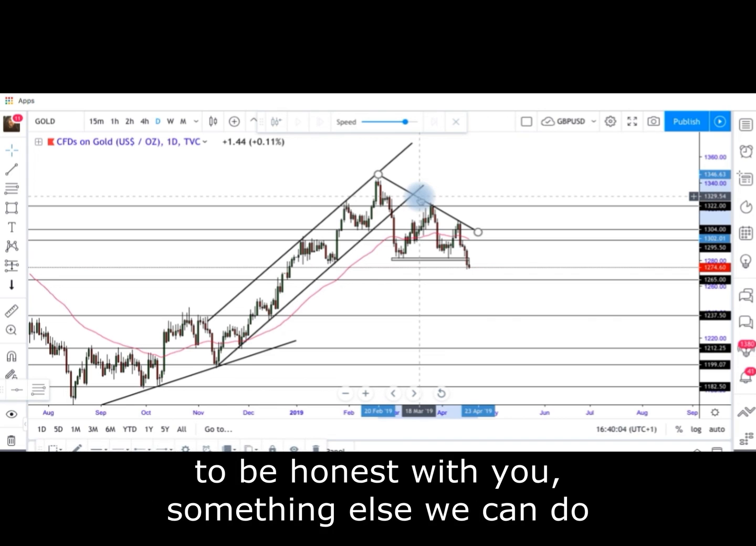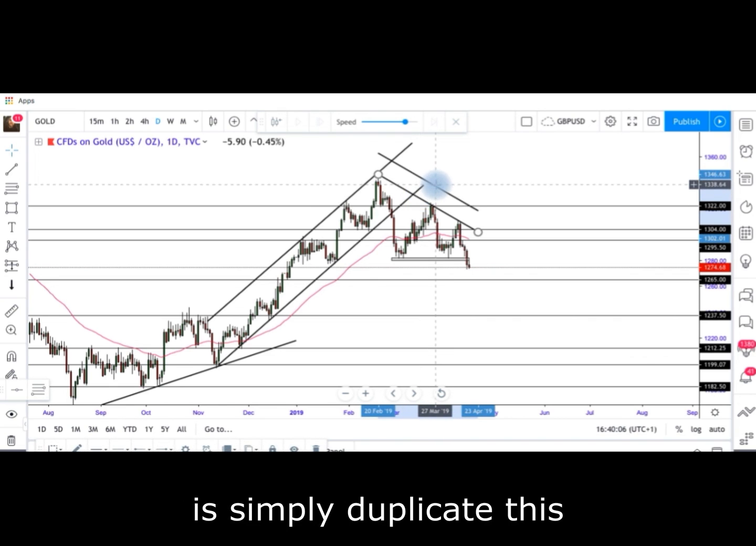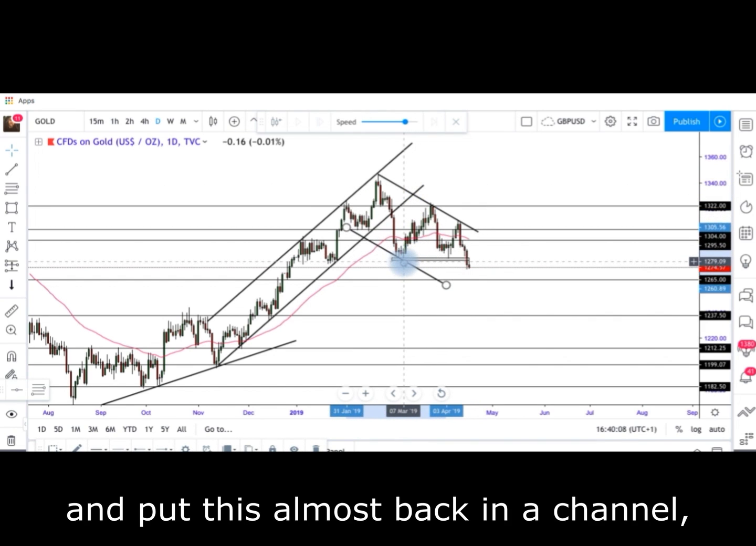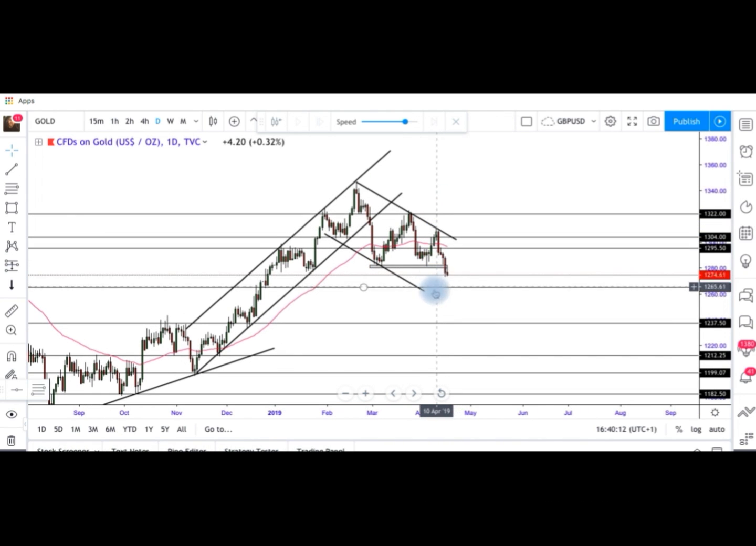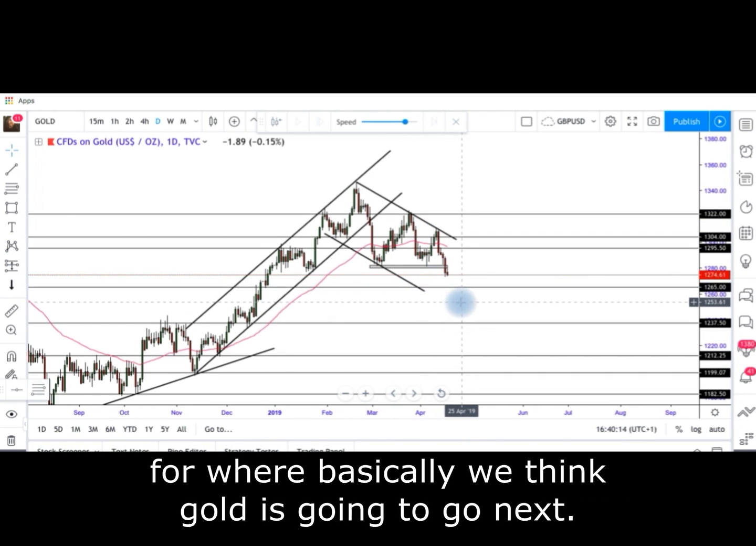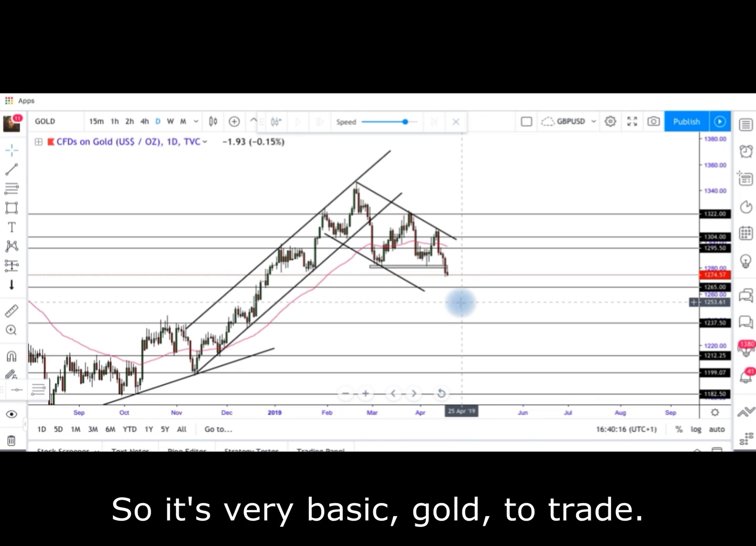And now, to be honest with you, something else we can do is simply duplicate this and put this almost back in a channel. So now we can actually get a target for where basically we think gold is going to go next. So it's very basic gold to trade.